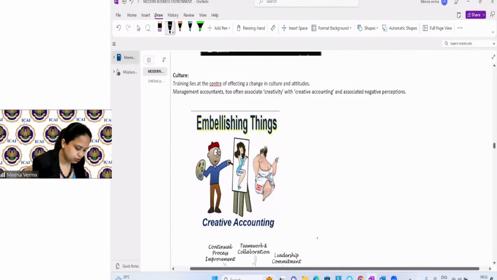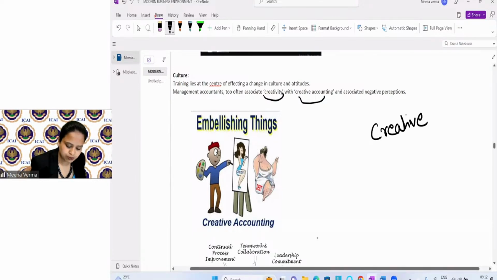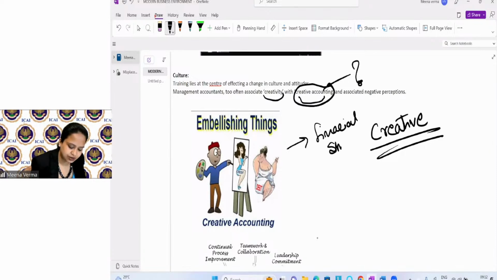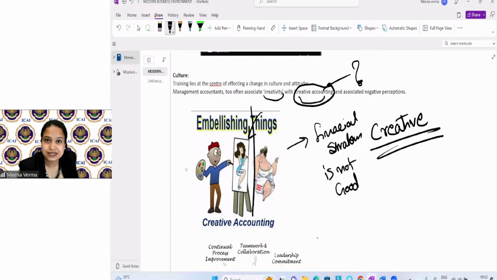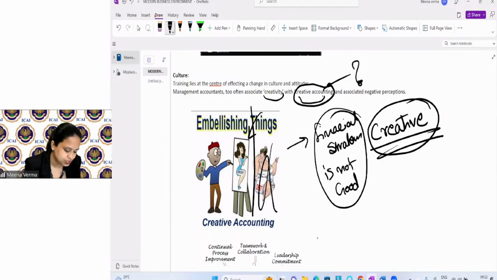Now, culture means what? If you see in your book, this is written: management accountant too often associates creativity with creative accounting, right? So management of the organization should be creative. Now, what is the meaning of creative accounting? Creative accounting means your financial statement is not good, but you are showing it as a very good financial statement to the users. It is possible, window dressing, manipulation of financial statement. So it is mentioned here, you should develop such a culture in the organization that you are not replacing creativity with creative accounting, right? Creative accounting means you're just manipulating the books, which is not good, right?